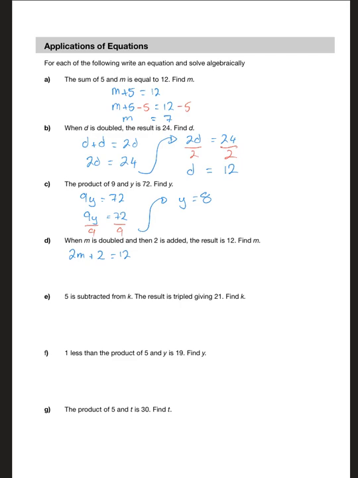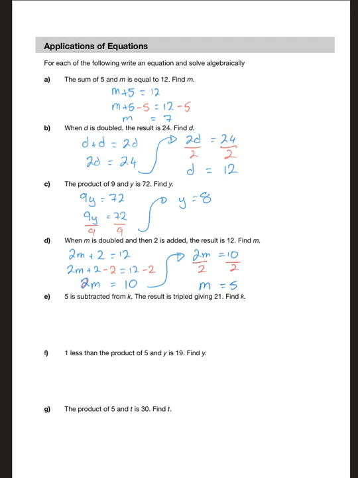Let's start by getting rid of, or undoing, that plus 2. So we have 2m plus 2. Now we say minus 2 being equal to 12 minus 2. That, of course, gives us 2m is equal to 10. Now we're going to have to undo the 2m. So 2m equals 10. We undo the 2m by dividing both sides by 2, which of course then means m is equal to 5.